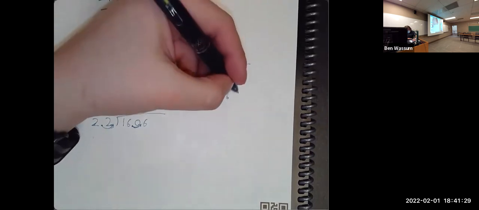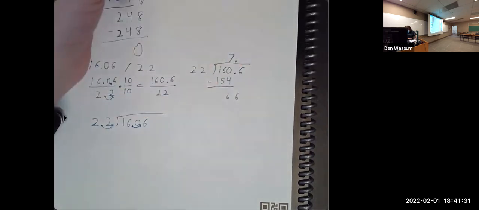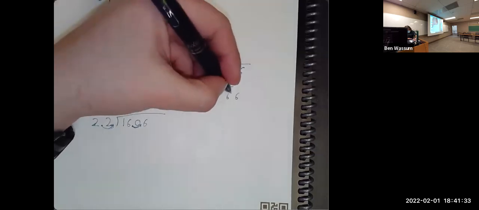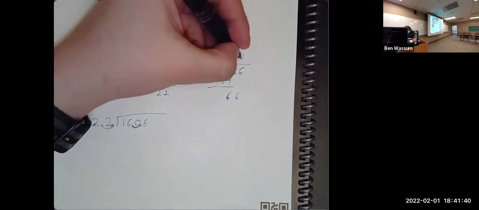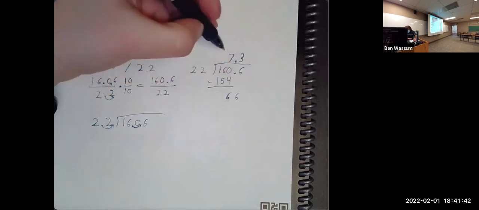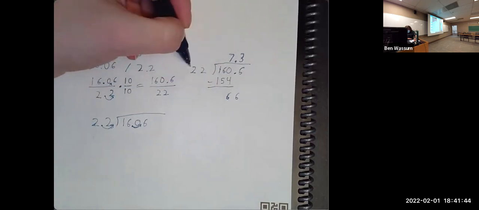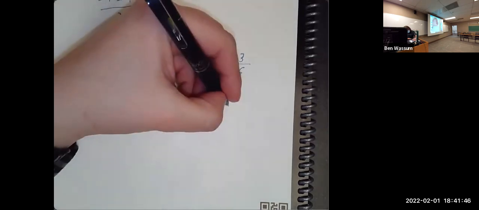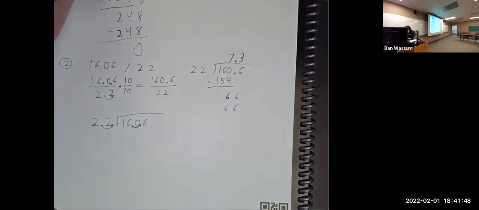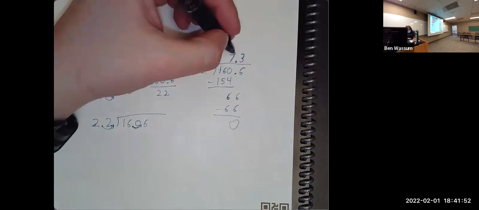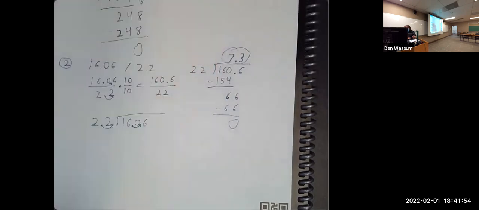And I bring my next digit down, which is a 6. Oh, well, that's convenient. We can tell that that 22 goes into 66 perfectly, right? 3 times. So I'll put a 3 up here. Take that 3, multiply it by the 22 and put it below the 66. It's 66. Subtract it. We have no remainder. So we are done. 7.3.